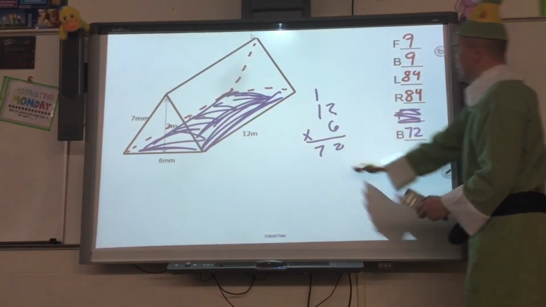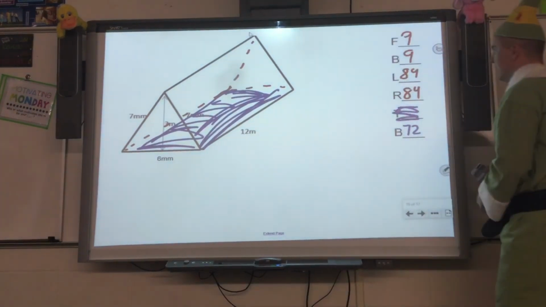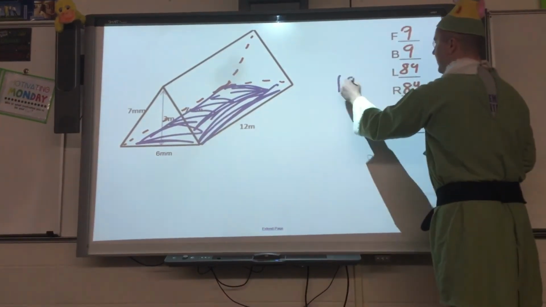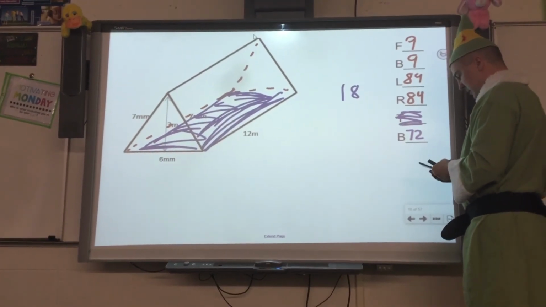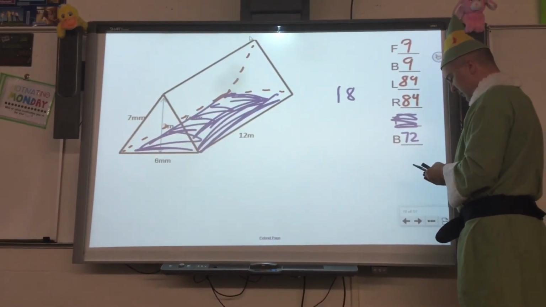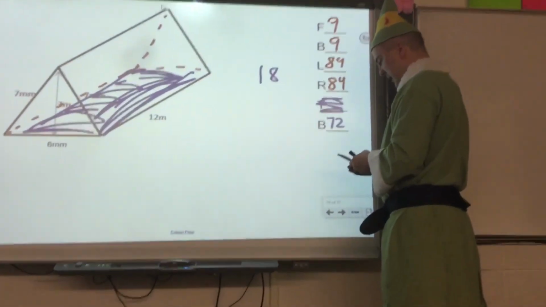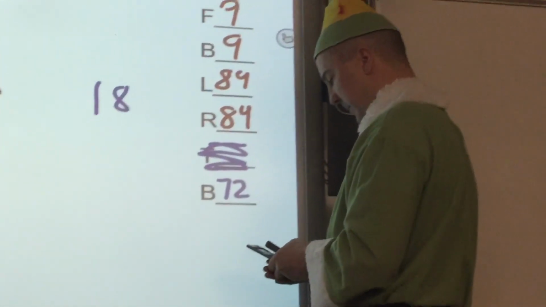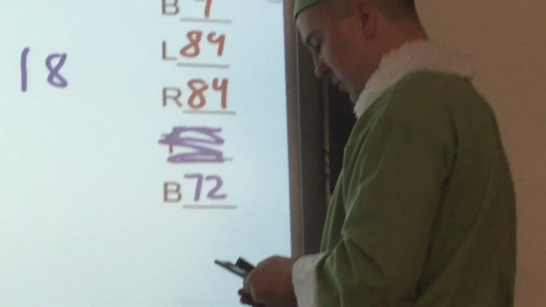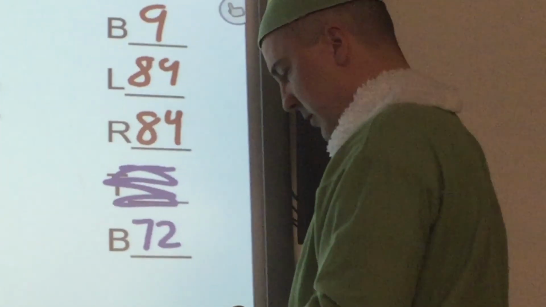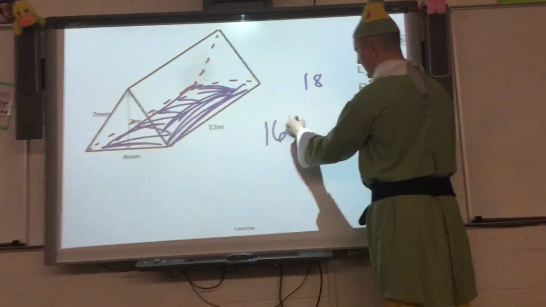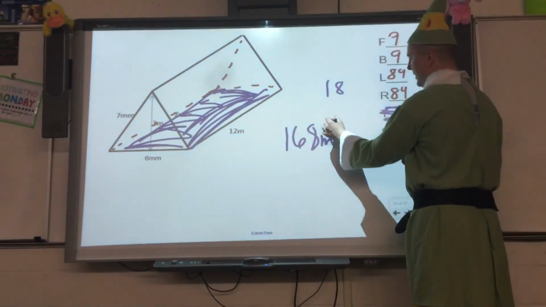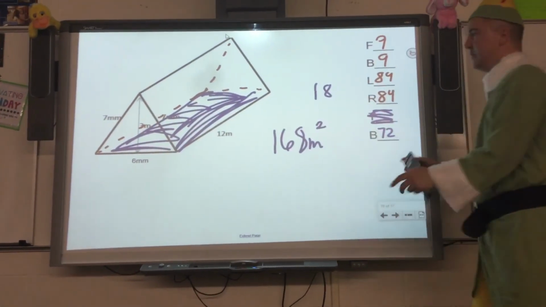I add all these up, and if you notice, these numbers are a little bit wonky here. I get 18 plus 72, that's probably 90, but, you know, I just want to make sure. 18 plus 72. I know, some of you already have it done in your head. Plus 84. Plus 84, 168. 168, they're meters, and they are squared because it's area. We're not dealing with volume yet.